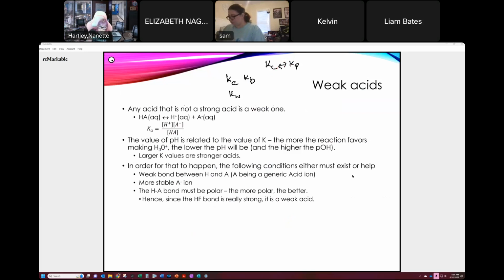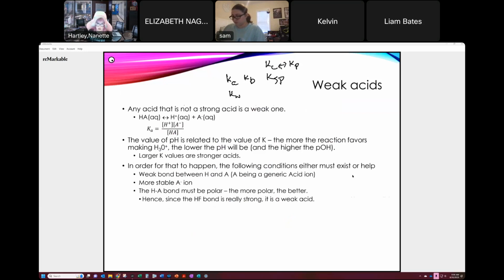There are going to be some other ones that we come across this term, one of the big ones being KSP, which is called the solubility product constant. And we'll get to that when we talk about the precipitation reactions. Okay. The whole reason for putting these little subscripts on them is to indicate what it is that we're talking about. Acid, base, water, concentration, pressure, solubility product. They're all the same thing. And that's why I talk about them in terms of K.